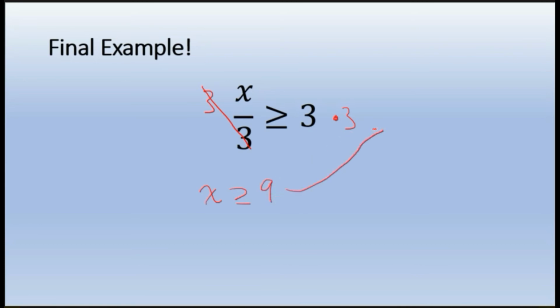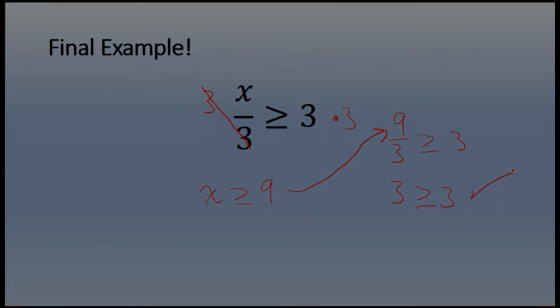Go ahead and check this. I'm going to plug the 9 back in for the x. I get 9 divided by 3 is greater than or equal to 3. Well, 9 divided by 3 is 3. 3 is greater than or equal to 3, so it checks out.